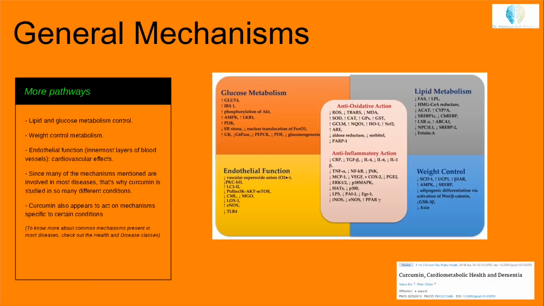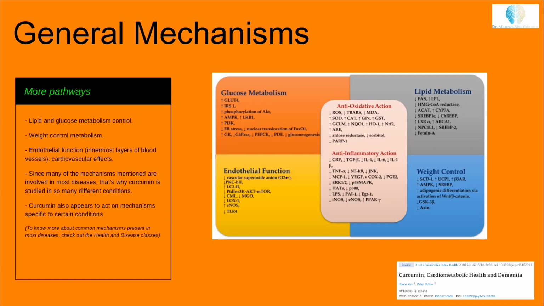Some more mechanisms that curcumin acts are mechanisms related to lipid and glucose metabolism, mechanisms related to weight control, mechanisms pertaining to endothelial function. The endothelium is the innermost layer of the blood vessel. If you think about the blood vessel as a pipe, the endothelium is the innermost layer that's in direct contact with the blood, and many of the effects on this endothelium is related to the cardiovascular effects of curcumin.